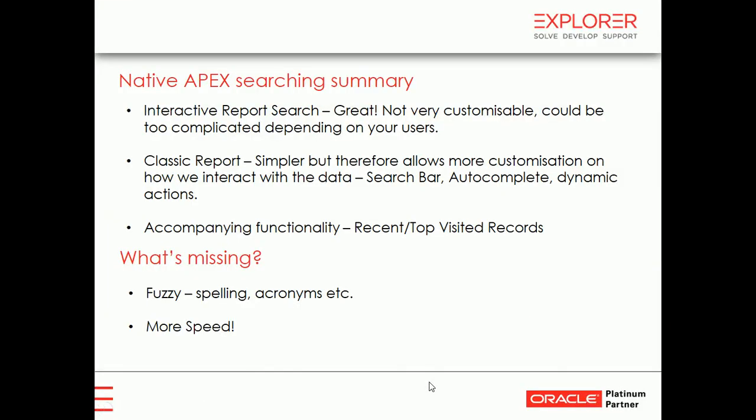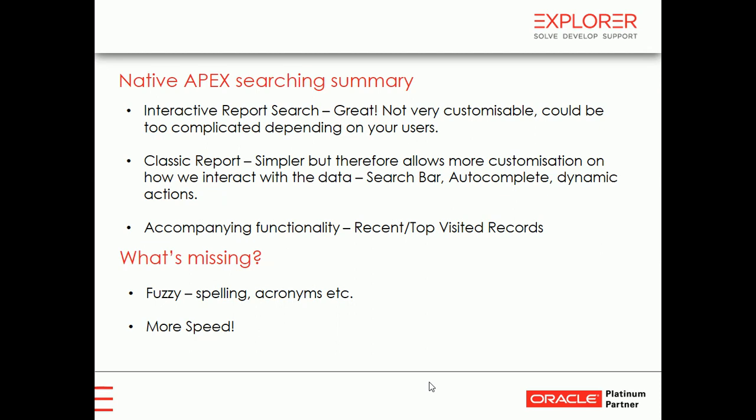So what have we seen so far? We've seen the things that are available natively within Apex for searching. We've seen the interactive report search, which is actually pretty good. You can't customize that search box very easily, and the options that are available within the interactive report under the actions menu are very powerful, but dependent upon your user set they can actually be quite confusing for the users. And as Craig mentioned, they just want a search box to type what exactly it is they're looking for and have it return what they're looking for.